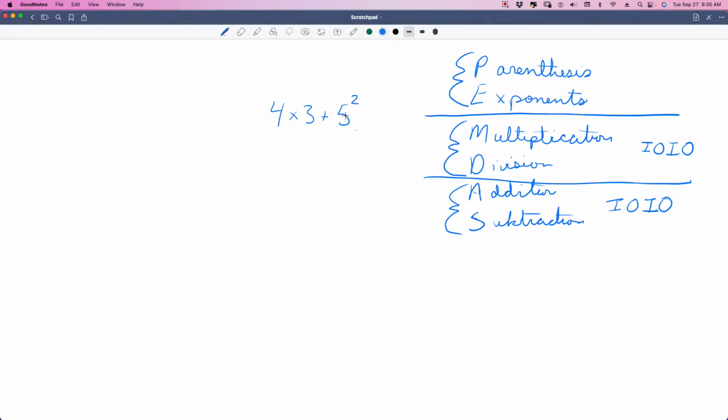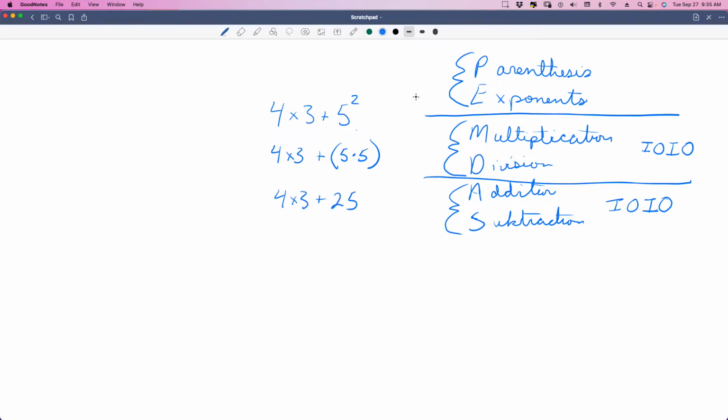So an exponent is just telling you how many times to multiply this by itself, right? We've gone over that. So this would be 5 times 5. So we could actually rewrite this as 4 times 3 plus 5 times 5. And if that helps you to understand that, then this is the way you can write it out to help yourself see what you're doing. So 4 times 3 plus 25.